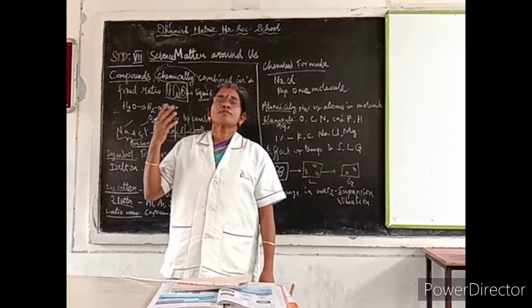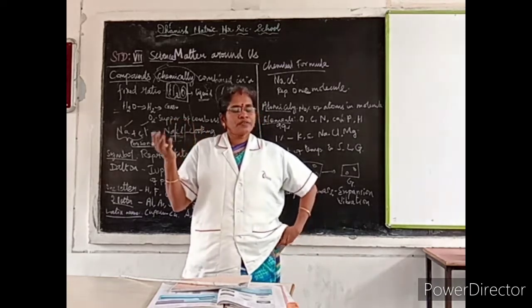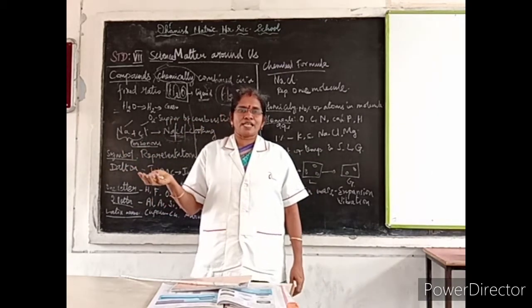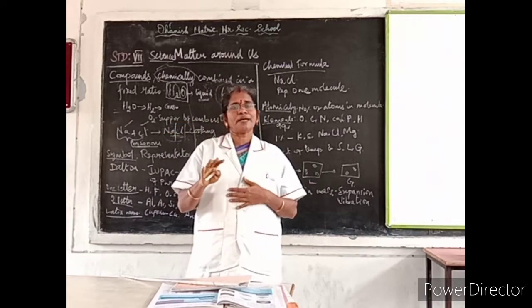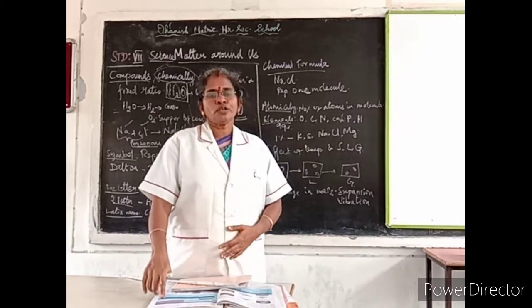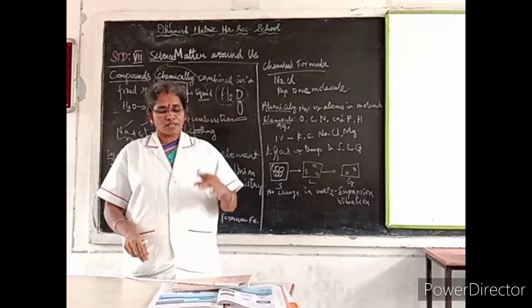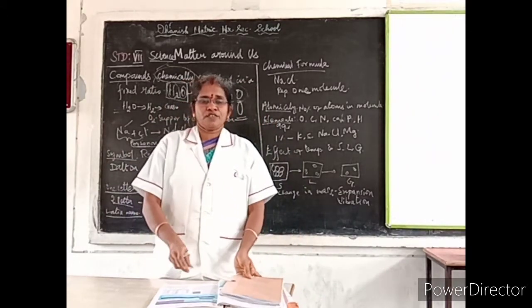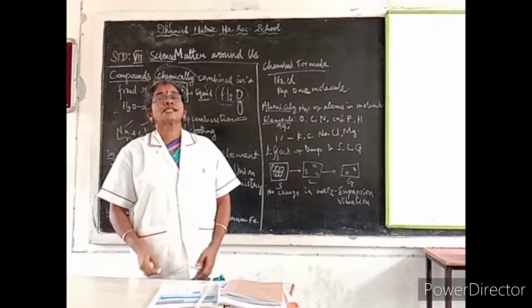An atom is the smallest particle which can take part in a chemical reaction. So atoms are the fundamental particles of an element. But when you take compounds, molecules are the fundamental particles. So these are all the three differences which are given in your book. Now we are going to see about symbols.